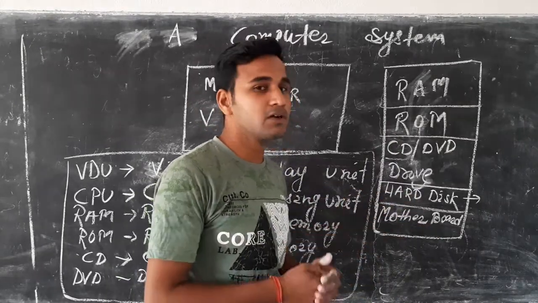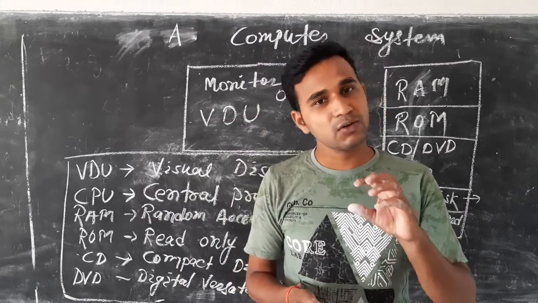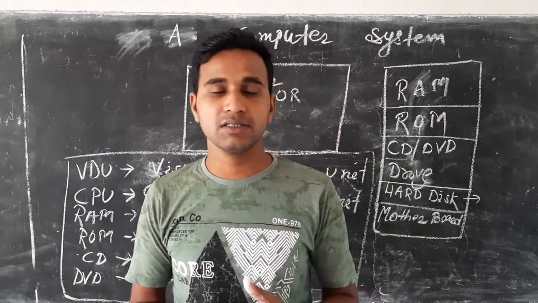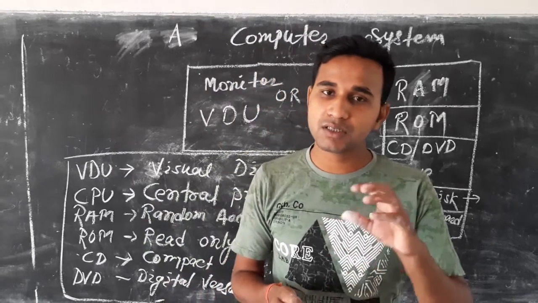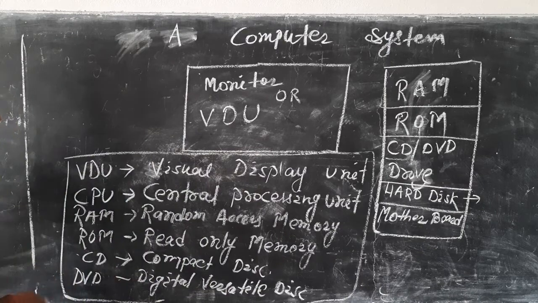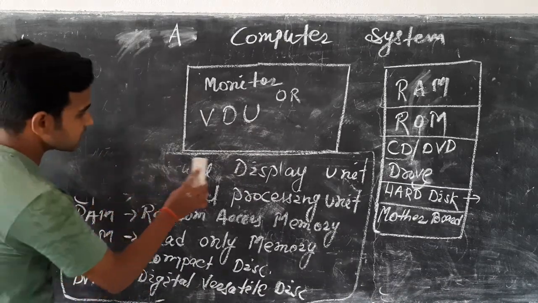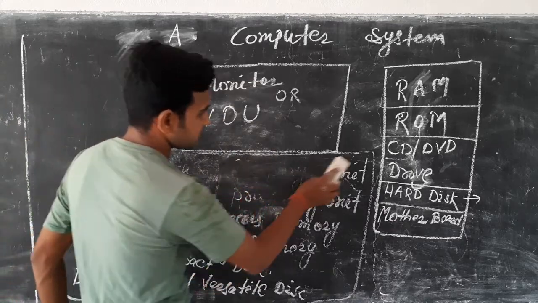Next thing is the motherboard. The motherboard is the device of our CPU cabinet, and it controls all the parts of our computer's work. So next, let's know about another part of the computer system.